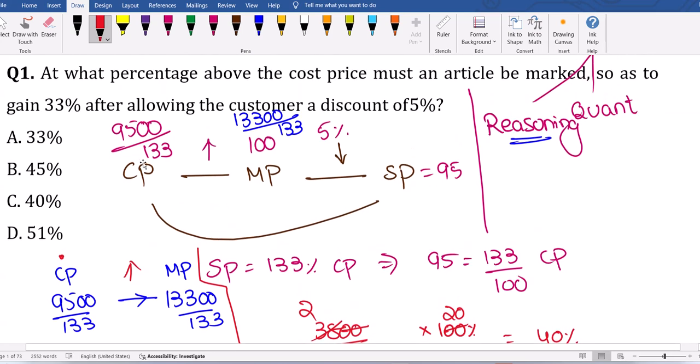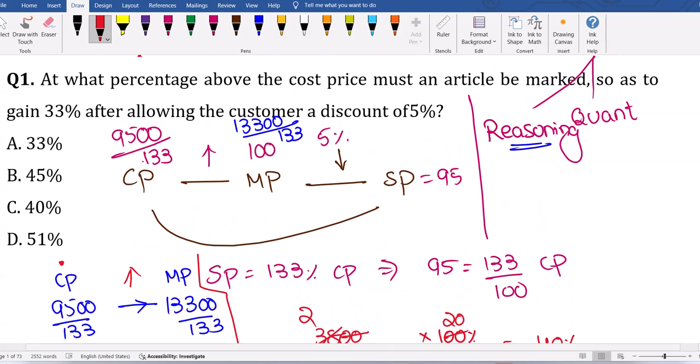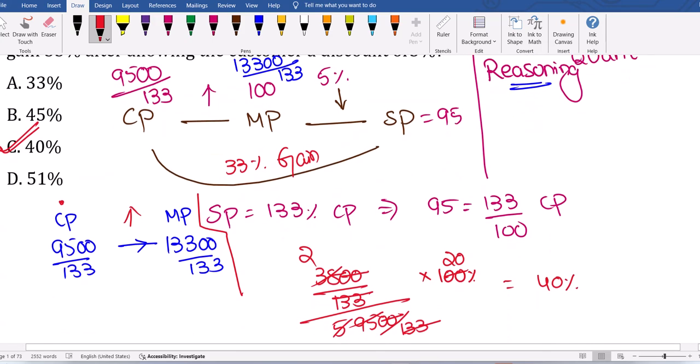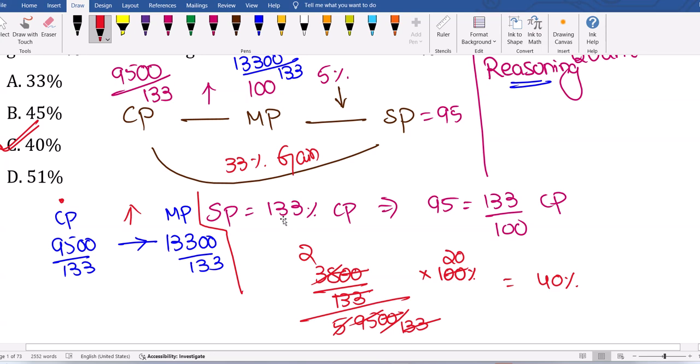Cost price is increased by 40%. Then announce a 5% discount, and still you will get a 33% gain. I repeat, cost price increased by 40%, then you give a 5% discount, still you are getting a 33% gain overall. So this is the approach. The entire profit and loss picture is this. If you increase the cost price and there is no discount, selling price and marked price are both equal.